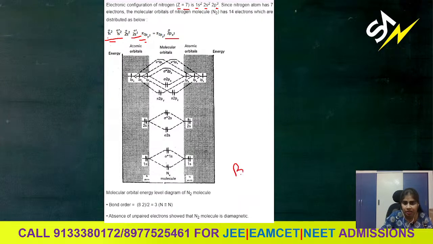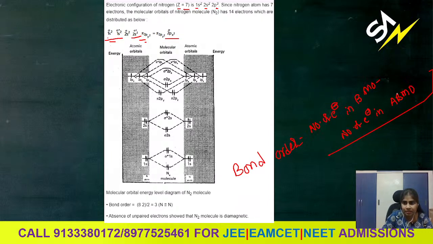So what is the bond order formula? Bond order is equal to the number of electrons in bonding molecular orbitals minus the number of electrons in anti-bonding molecular orbitals, divided by 2. So this is the formula to calculate bond order. Let us just see it for nitrogen.